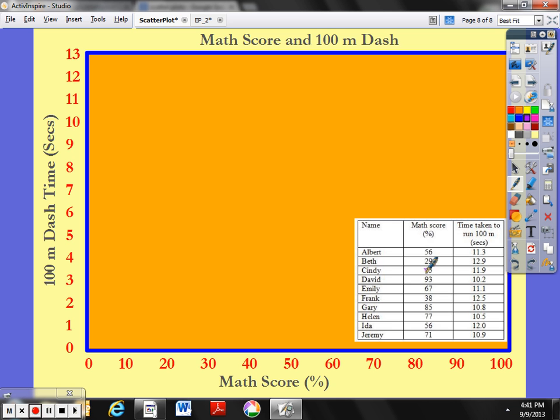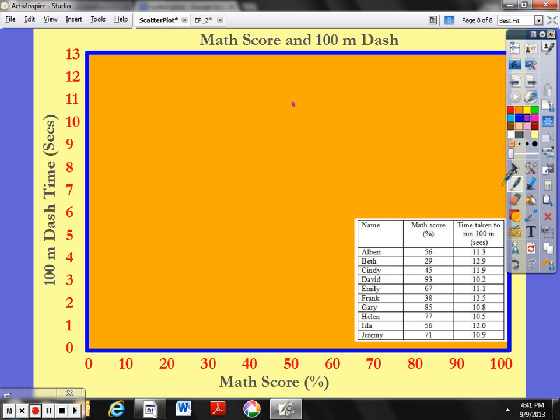You notice I have the exact same students. Now I've taken their math score in percent and their 100 meter dash time in seconds. So again, we're going to plot these points, see if we can find some kind of correlation. So Albert, 56 on his test and an 11 and 3/10 of a second 100 meter dash. So 56 and 11.3. We'll plot that right about there.